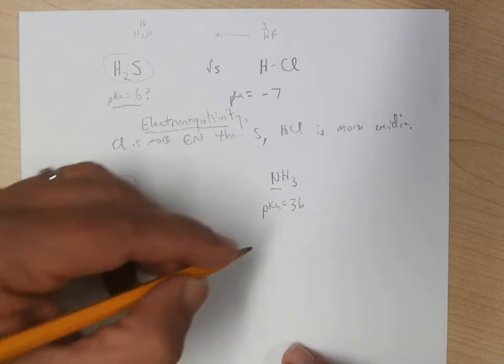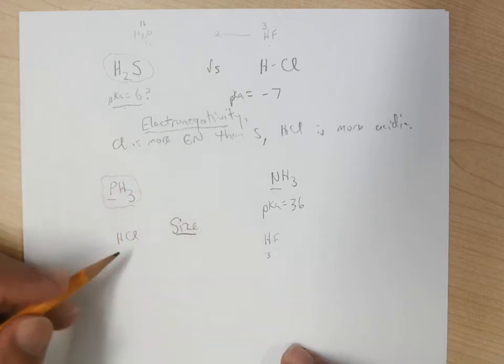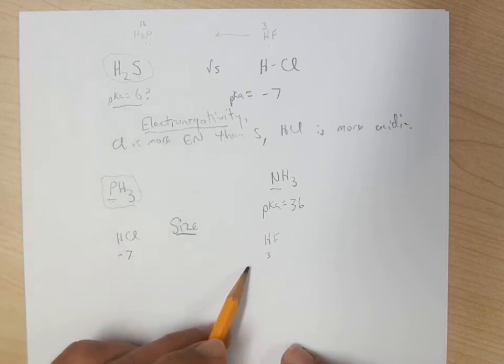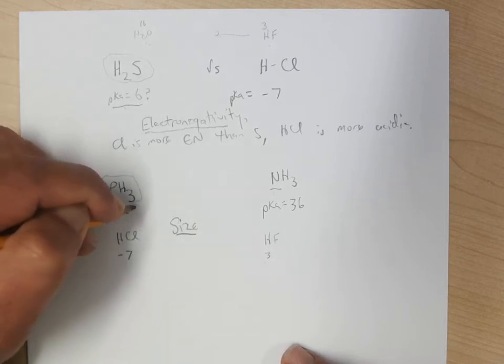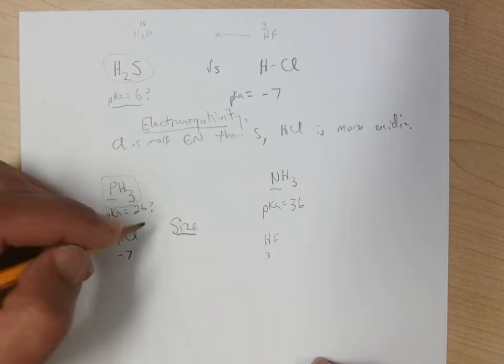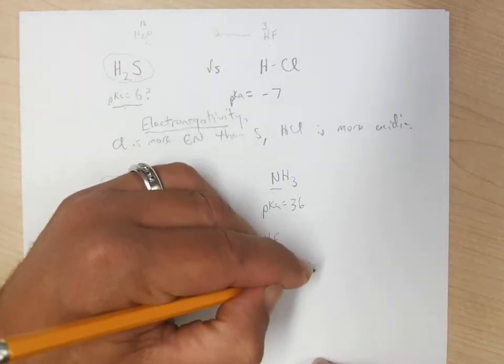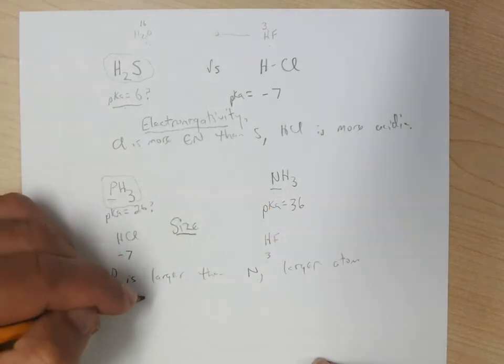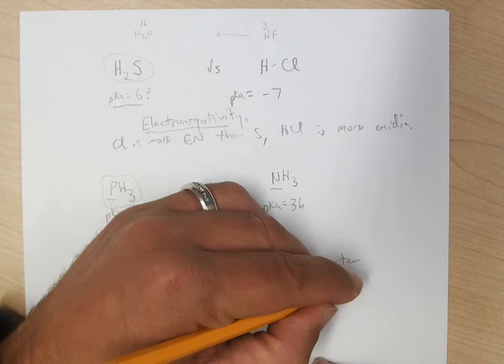And where we normally illustrated size was HF versus HCl. So HF was about 3, and HCl is about -7. So going to the bigger atom increases the acidity by about 10 units. So you'd say phosphine might be pKa equals about 26, which is right in the ballpark of what it is. So understanding these principles helps us to make good predictions. Again, even if you didn't get quantitative on this, you should know that phosphorus is larger than nitrogen, and the larger atom attached to hydrogen makes the hydrogen more acidic.